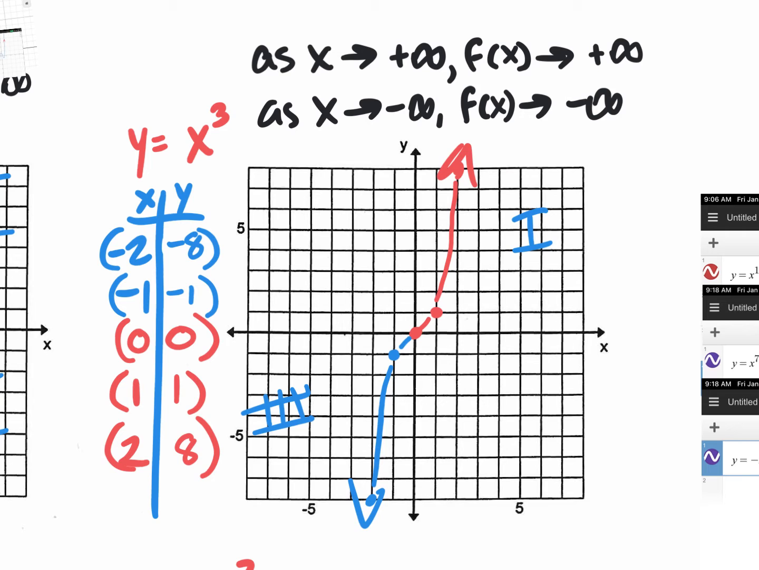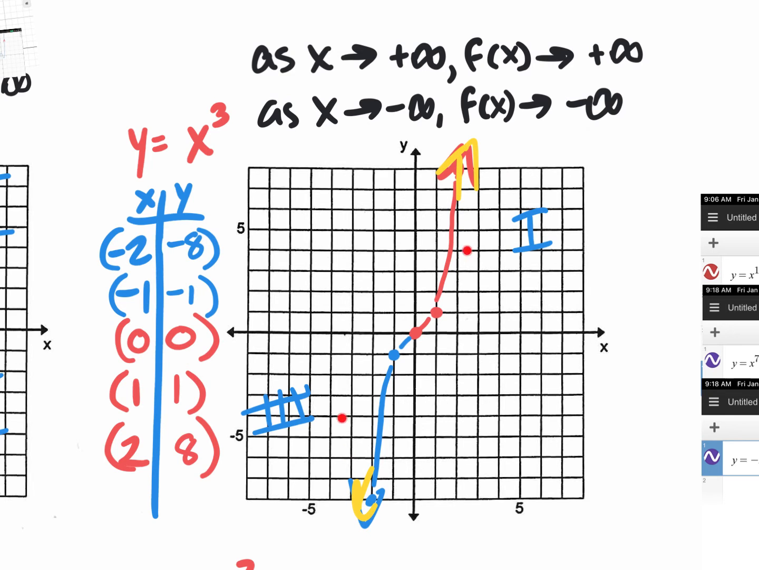So what do you think would happen if I put a negative sign, a leading coefficient that's negative, right here? What do you think would happen to the end behavior that is originally up here in quadrant 1 and down here in quadrant 3? What do you think would happen if I put a negative sign right here?